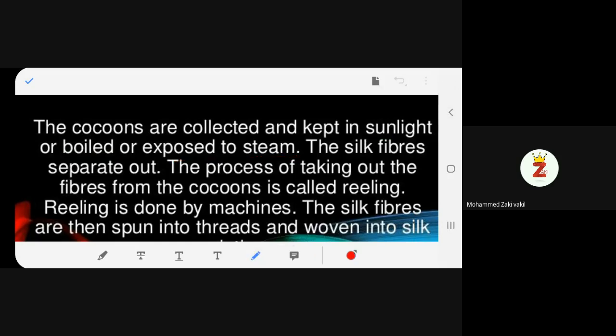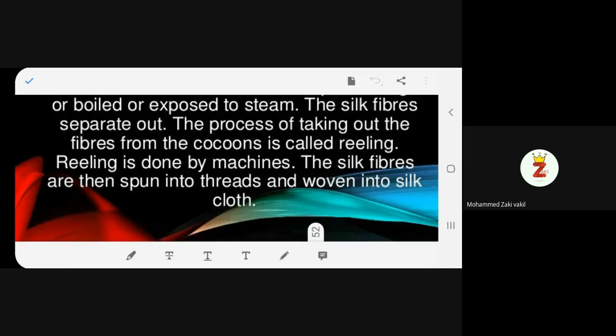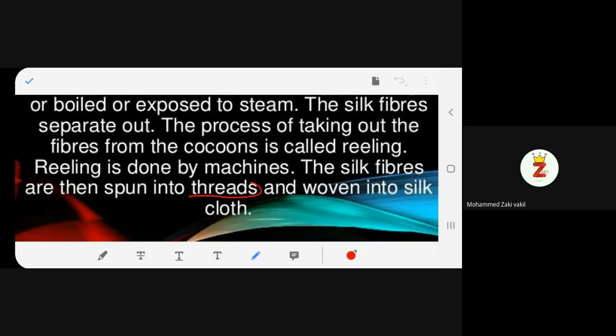Then the silk fibers separate out. Now, this process of separation of silk fibers from the cocoon is called reeling. What is it called, beta? Reeling. How is it being done? Machines. After reeling is done, these fibers are made into threads, and then these threads are woven into cloth, silk cloth. Is it clear? This is how silk is made from the cocoon. Is it clear?